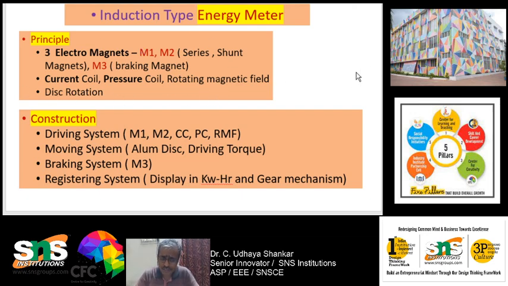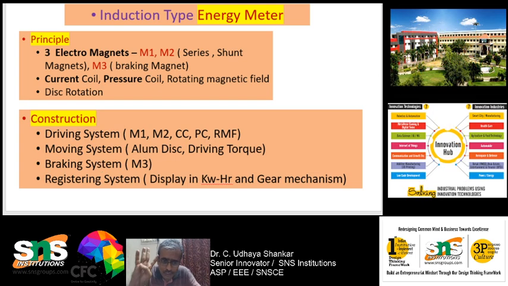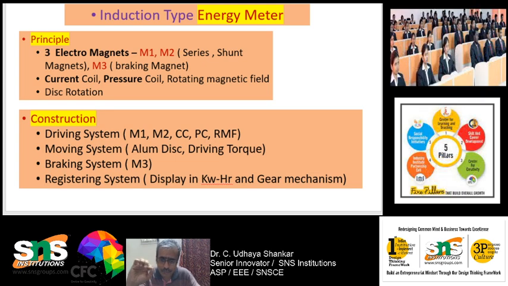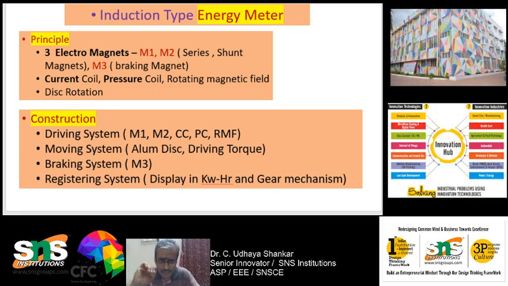So, construction-wise, it is divided into 4 different systems. One is the driving system. The driving system is nothing but the part which has the magnets M1 and M2, the current coil, which I have marked as CC, and the pressure coil. The pressure coil is the coil around the shunt magnet, marked as PC, and it produces the rotating magnetic field, which I have indicated as RMF. Then the construction is classified into the driving system, moving system, braking system and resisting system.